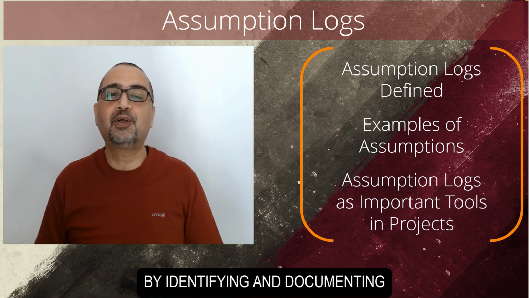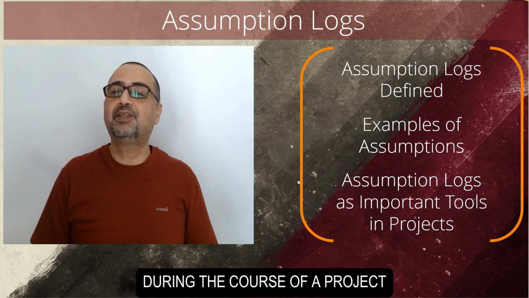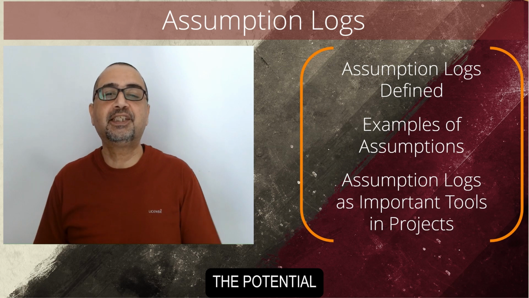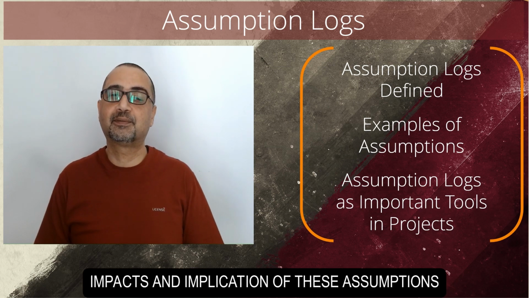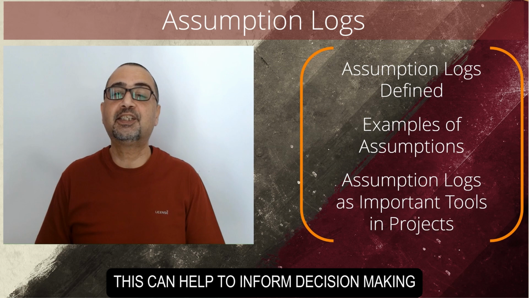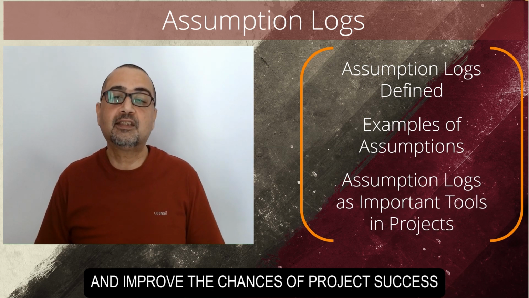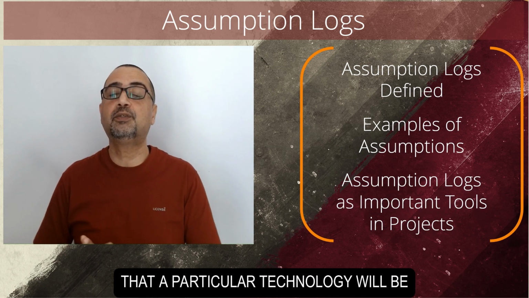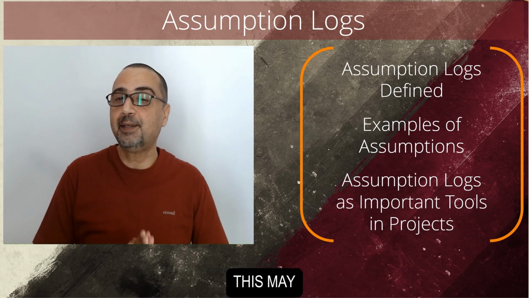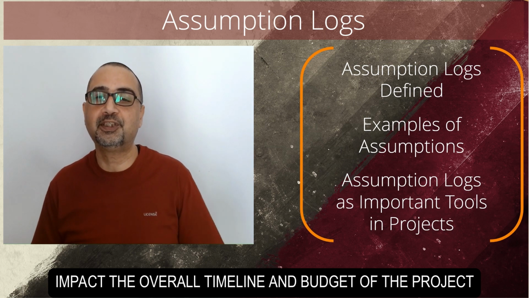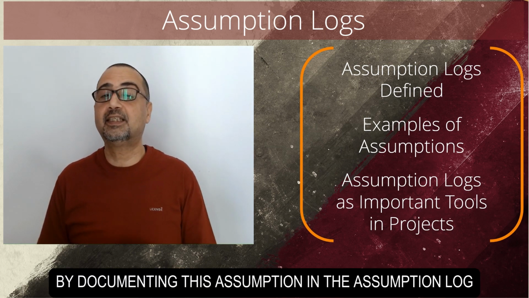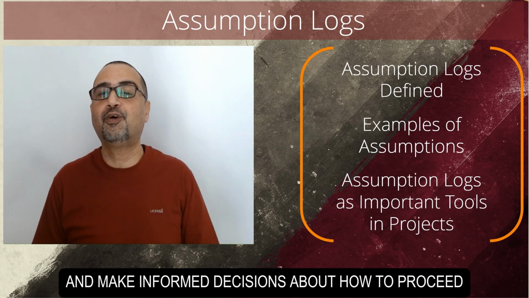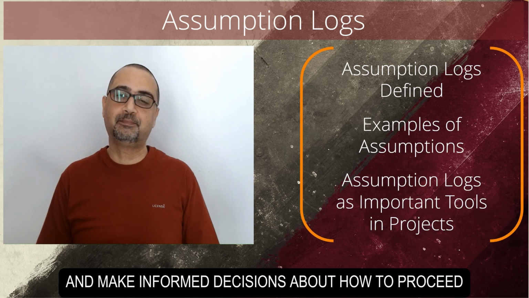By identifying and documenting the assumptions that are being made during the course of a project, organizations can better understand the potential impacts and implications of these assumptions. This can help to inform decision making and improve the chances of project success. For example, if an assumption is made that a particular technology will be available for the project, this may impact the overall timeline and budget of the project. By documenting this assumption in the assumption log, the project team can better understand the potential implications and make informed decisions about how to proceed.